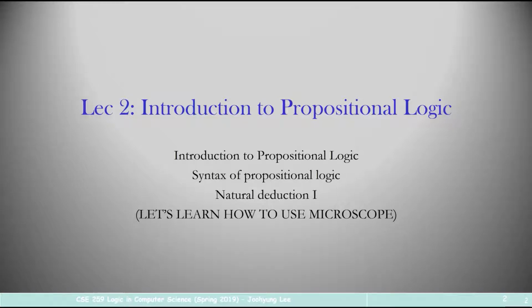So today, this is the outline of today's lecture. I will introduce what propositional logic is, and then the syntax of propositional logic. And if time permits, we will go into natural deduction. Probably we'll touch on the very basics, an intro to natural deduction.